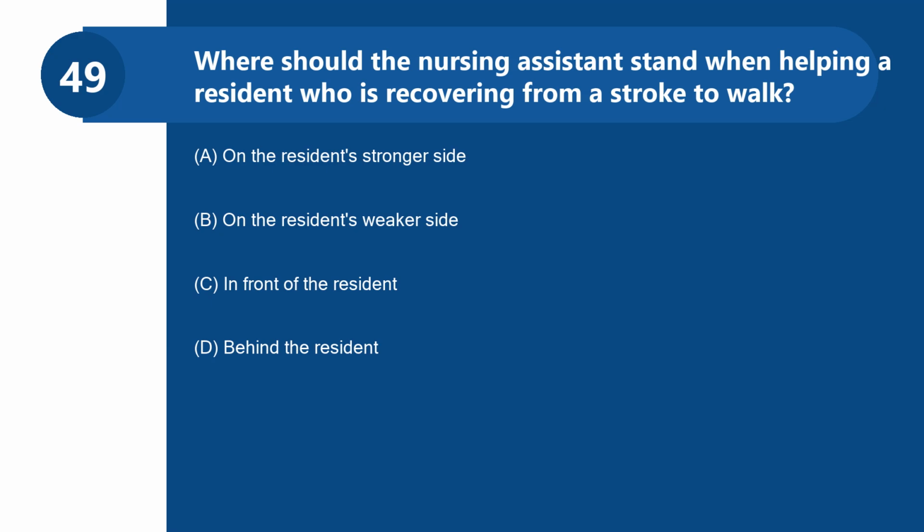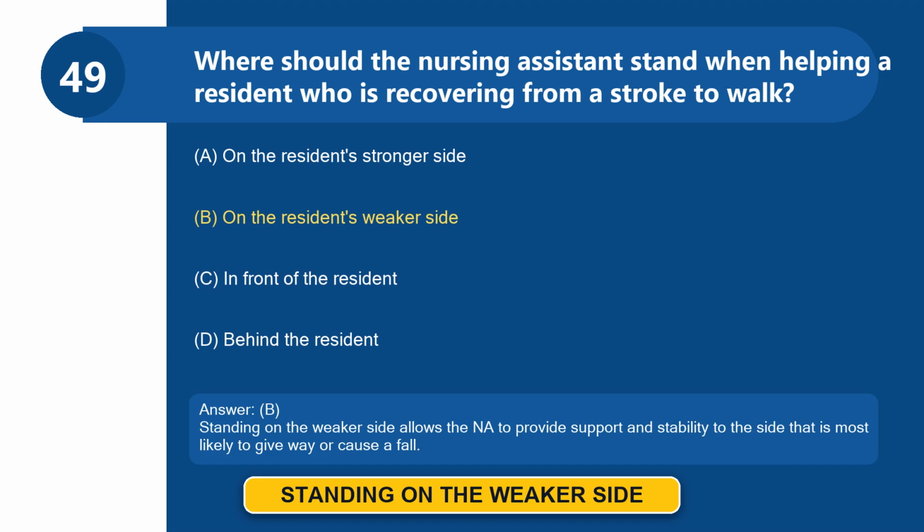Question 49. Where should the nursing assistant stand when helping a resident who is recovering from a stroke to walk? Option A, on the resident's stronger side. Option B, on the resident's weaker side. Option C, in front of the resident. Option D, behind the resident. The correct answer is option B, on the resident's weaker side.